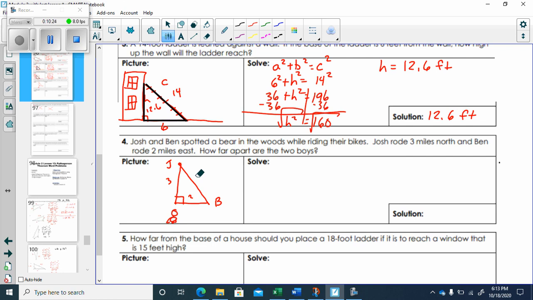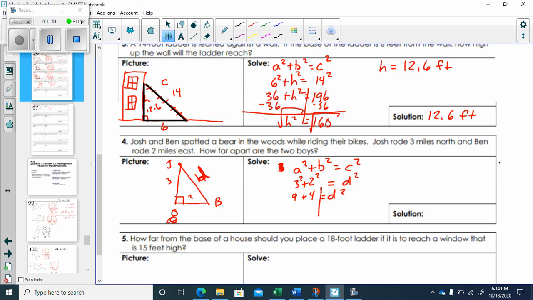What they're looking for here is how far apart the two boys are. This is the distance. We'll call it D. How about that? Instead of H, we'll call it D. We're looking for the length of a side on a right triangle. A squared plus B squared is equal to C squared. D is across from the right angle. That's the distance between the two boys. One side is 3, the other side is 2. 3 squared is 9, 2 squared is 4, equal to D squared.